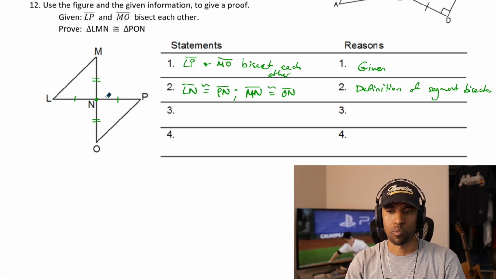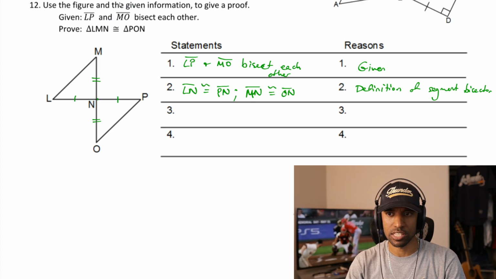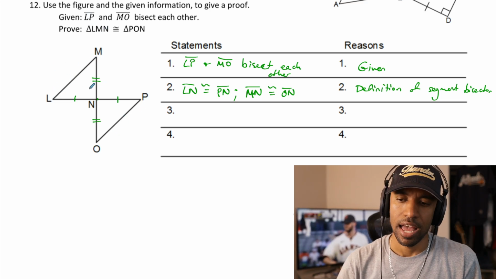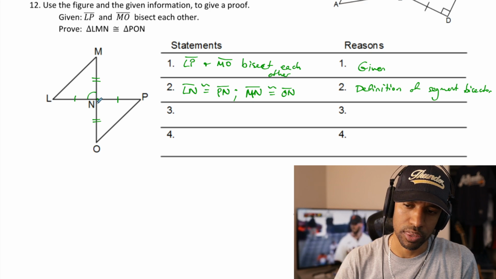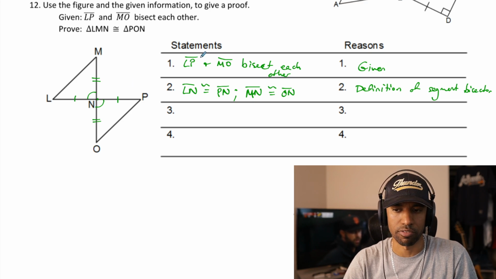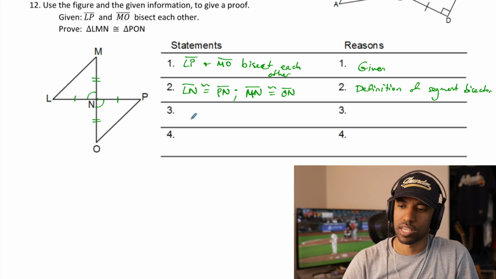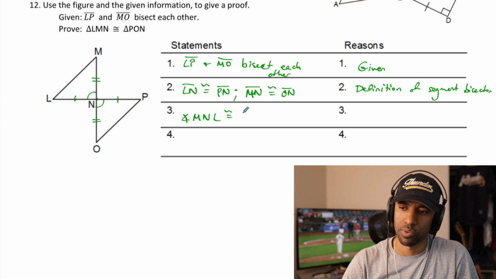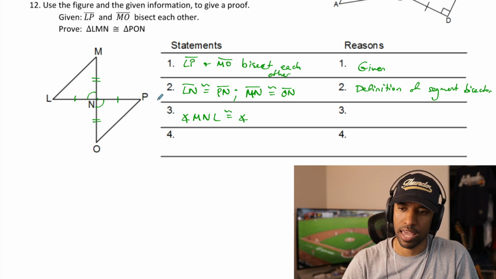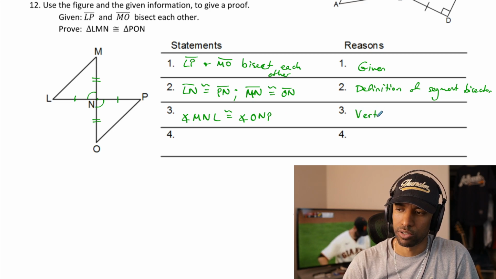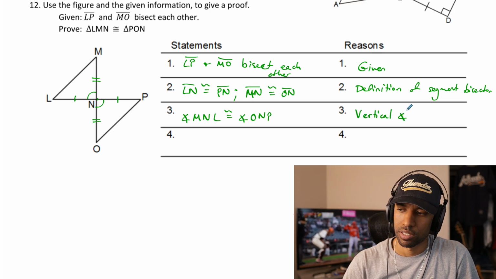Now I need to find one other set. Can I somehow get these sets of sides here congruent? No, there's nothing really I can work on with that. I can get these 2 angles in between congruent, though. These are vertical angles here, right? I can say this angle is congruent to this angle because of the vertical angles theorem. So I can say angle MNL is congruent to angle ONP, because of the vertical angles theorem.